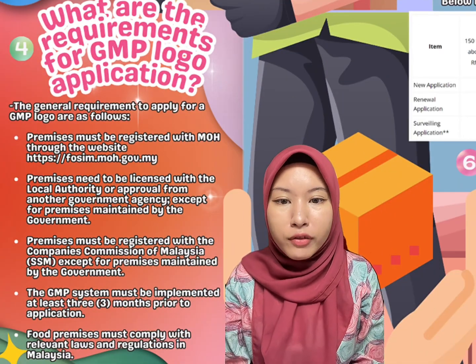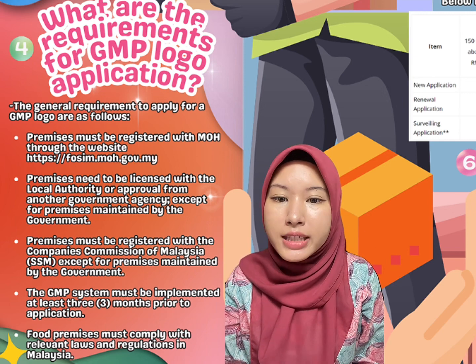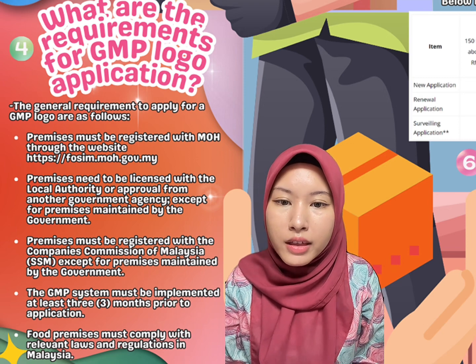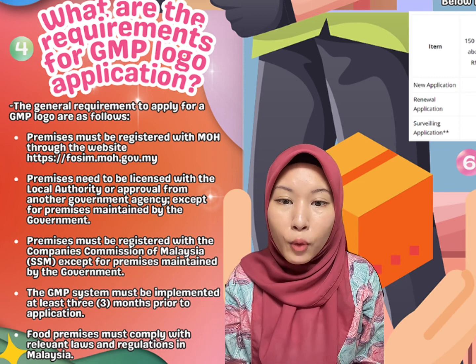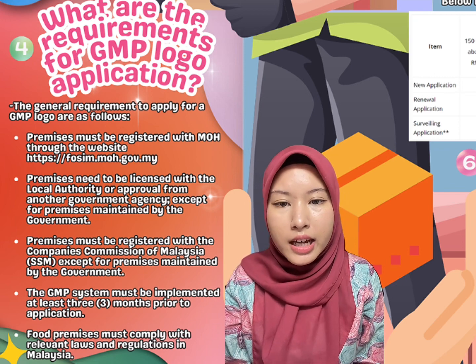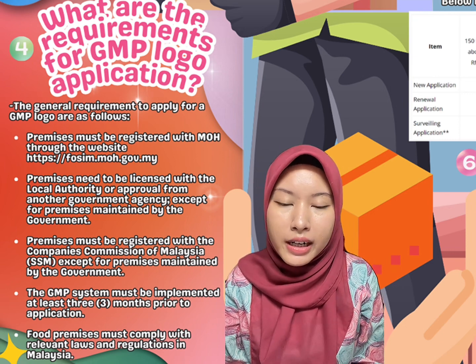What are the requirements for the GMP logo application? There are 5 general requirements that you need to know to apply for a GMP logo. First things first, food premises must be registered with the Ministry of Health through the website https://foodsim.moh.gov.my. Next, food premises also need to be licensed with the local authority such as MPSJ or MBSA, which stand for Majlis Bandaraya Shah Alam or Majlis Bandaraya Subang Jaya.